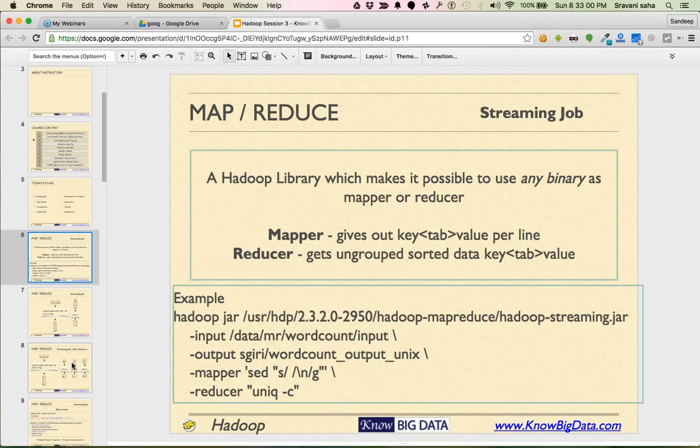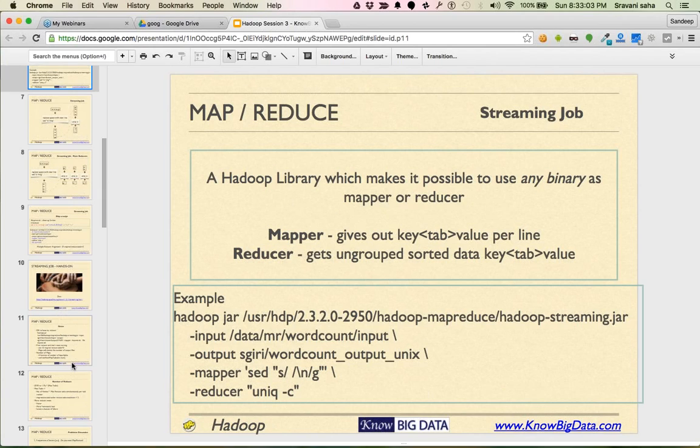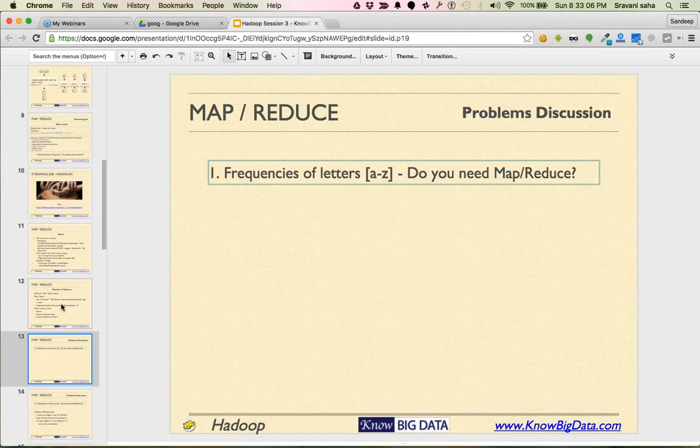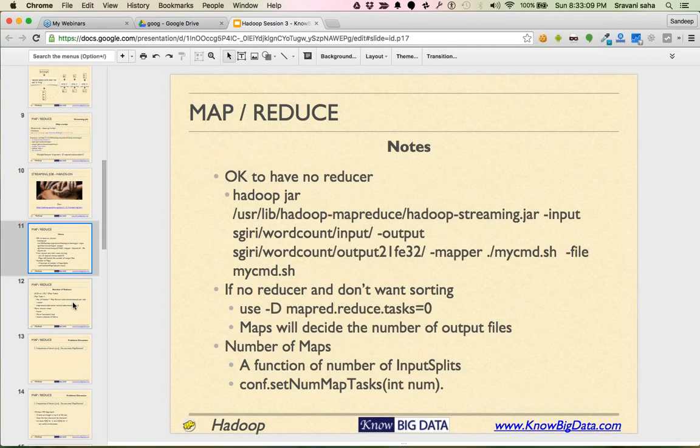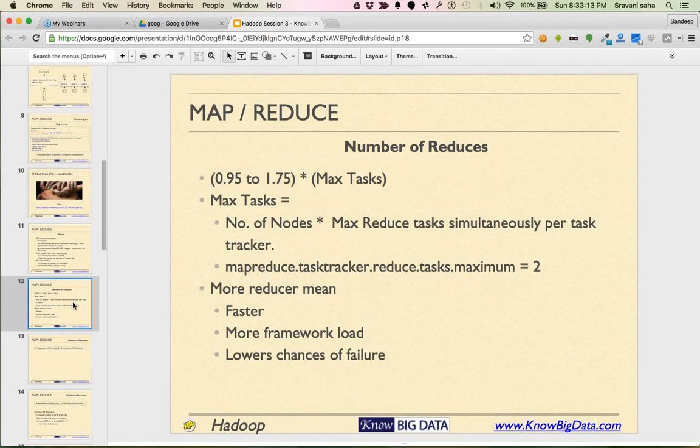So we discussed the streaming job yesterday, and we were about to start the discussion on the problems. We were at this point where we were discussing the number of reduces yesterday. As we talked earlier, the number of map tasks is a function of how many input splits you have. An input split is generally a function of two things: how many blocks you have, and what input split format you are using.